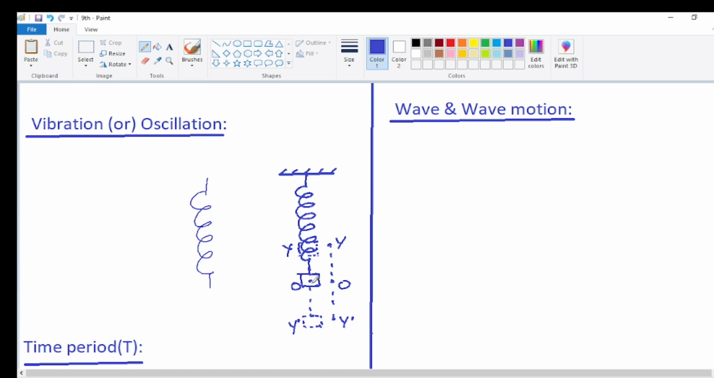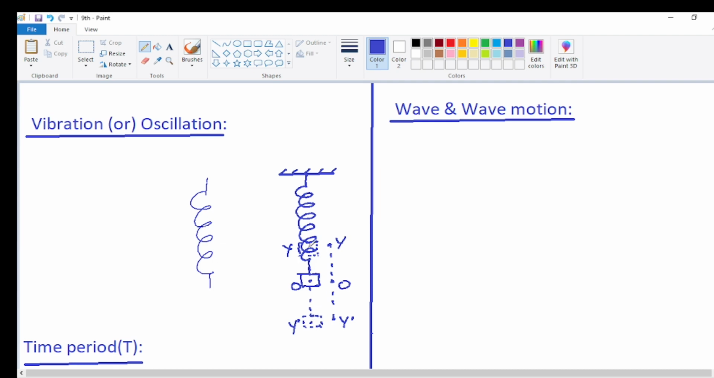Now from this initial rest position, the mean position, you pull the load downwards to a small distance. This final position is called the extreme position. This is the mean position, and this is the extreme position in the downward direction, which you call y dash. You pull the load down to this position and then leave it.